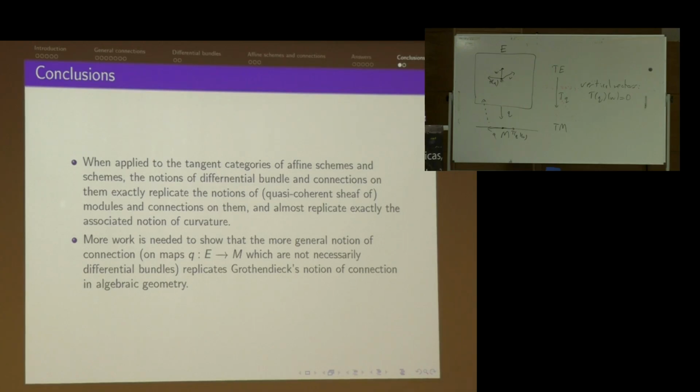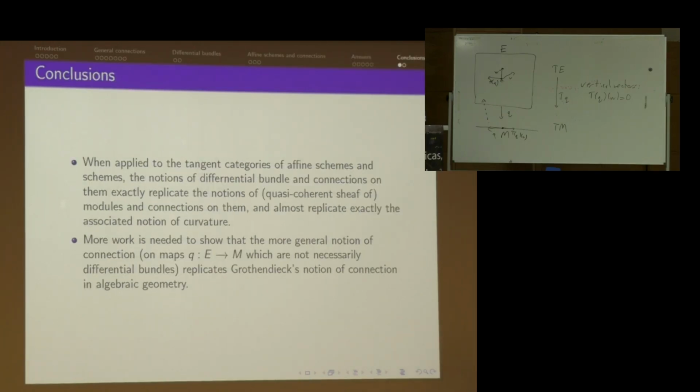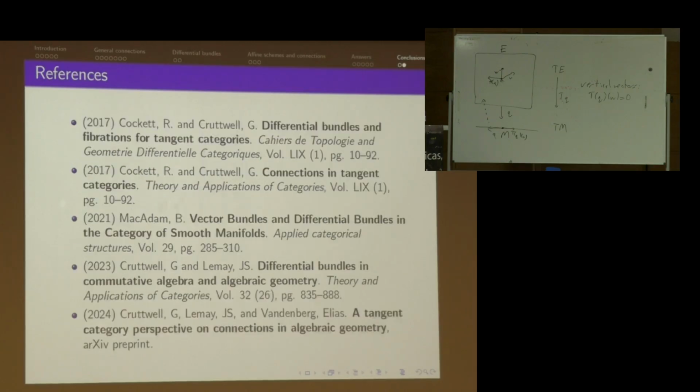Okay, so just to sum up, you look at tangent categories of affine schemes and schemes. Differential bundle and connection give you module and connection on module. And then if we think about the more general connections, it seems like it's related to Grothendieck's notion of connection, which is related to an infinitesimal thickening of the diagonal, but more work is needed on that. Other than that, here are references to all the things. All the results I'm talking about are in an arXiv paper, which was put on the arXiv yesterday.